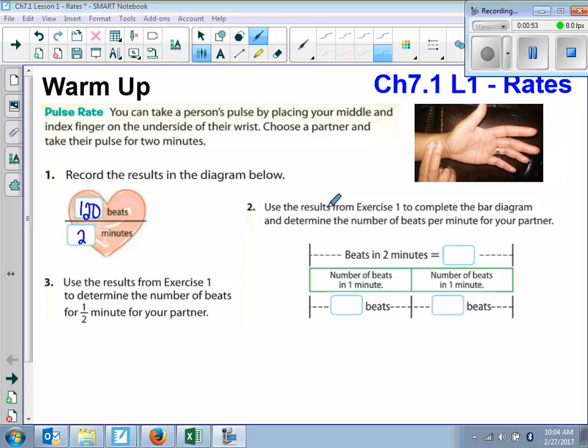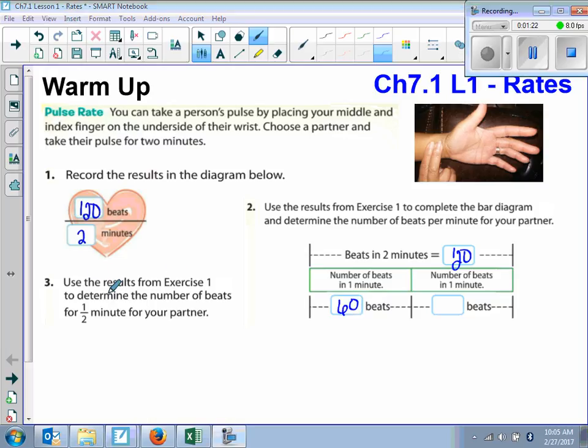Number 2 says use the results from exercise 1 to complete the bar diagram and determine the number of beats per minute for your partner. So the number of beats in 2 minutes was 120. And then the number of beats in 1 minute, all you have to do is divide. So when we divide 120 divided by 2, we get 60. Very good.